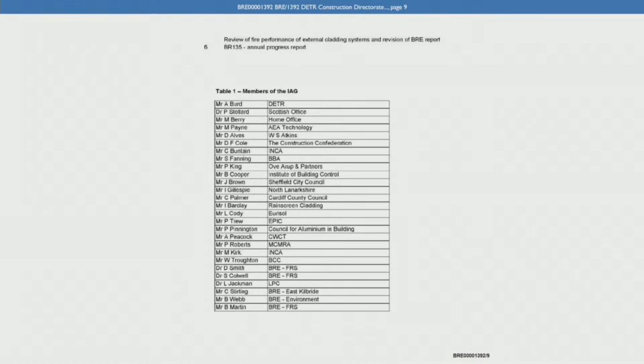And of the 27, the list includes 5 members of BRE staff, as well as Dr Jackman from the Loss Prevention Council. We've got 3 government employees, including Anthony Bird, and we've got people from the BBA, CWCT, you see that? And various manufacturers and industry associations, yes? Yes. Do you know who had decided which manufacturers, specifiers and building owners and users would be invited to join the IAG?